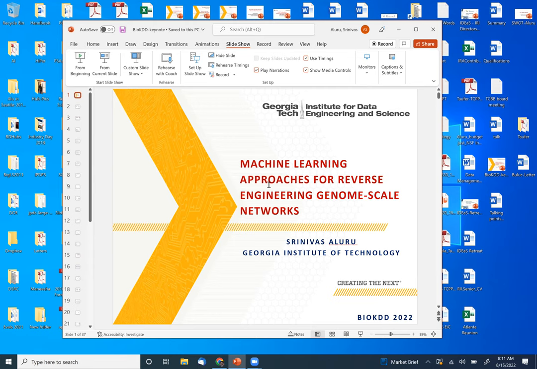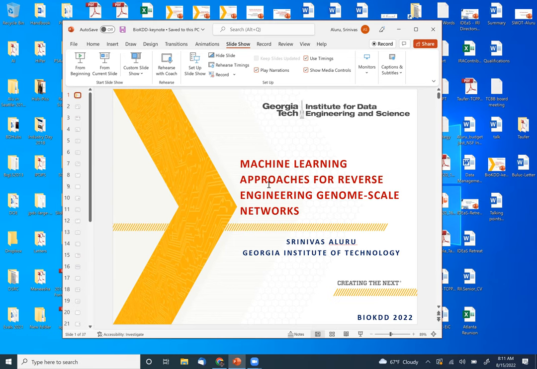BIOKDD stands for data mining in bioinformatics. Believe it or not, this is one of the longest running workshops at the KDD meetings. We initially started this workshop series in 2001. So this is exactly 21 years later, and we're still running and pretty strong.